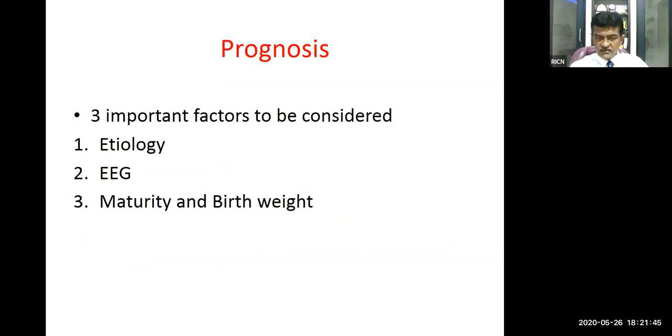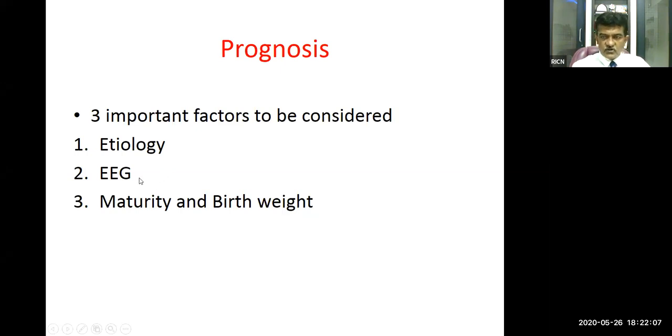First thing is etiology. Like bad HI, bad metabolic stuff, prognosis will be bad. Any congenital malformations, they will all be abnormal mentally. So this is a very important consideration. Yet simple hypocalcemic seizures with later onset, prognosis is good. Simple SAH, subarachnoid hemorrhage, prognosis is good.